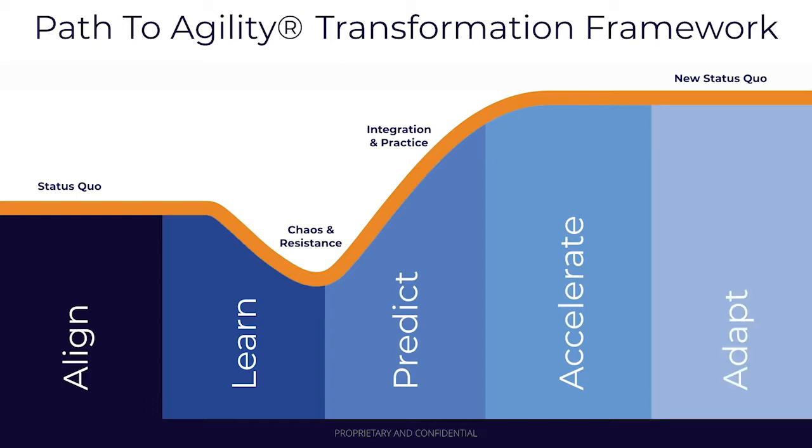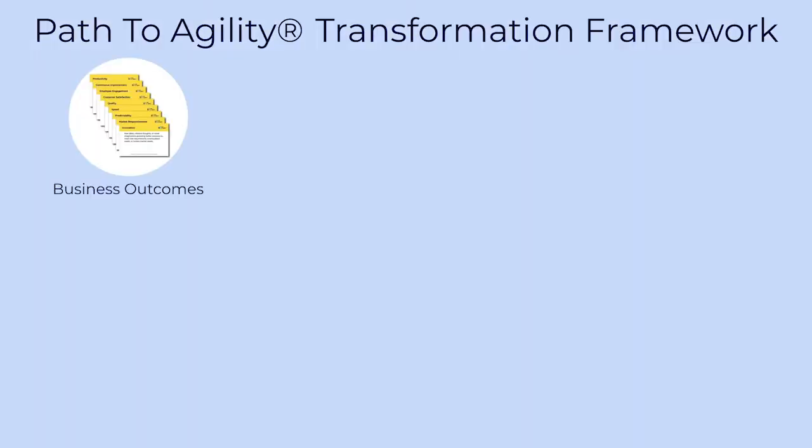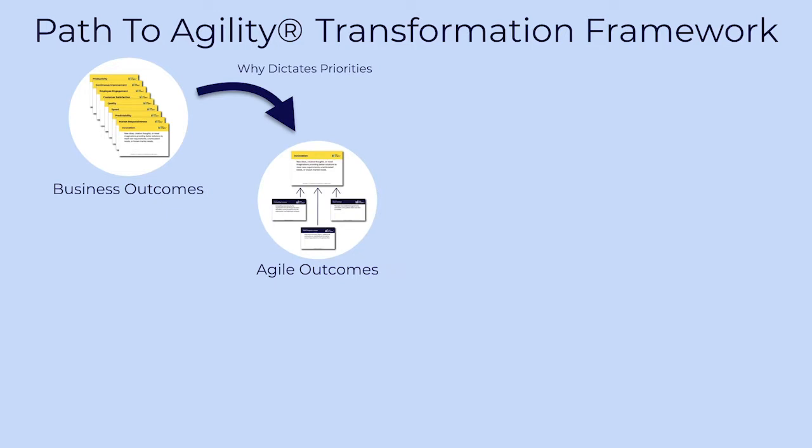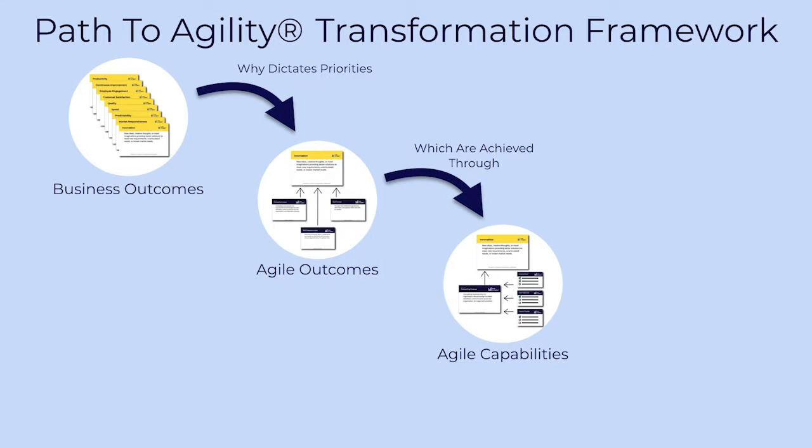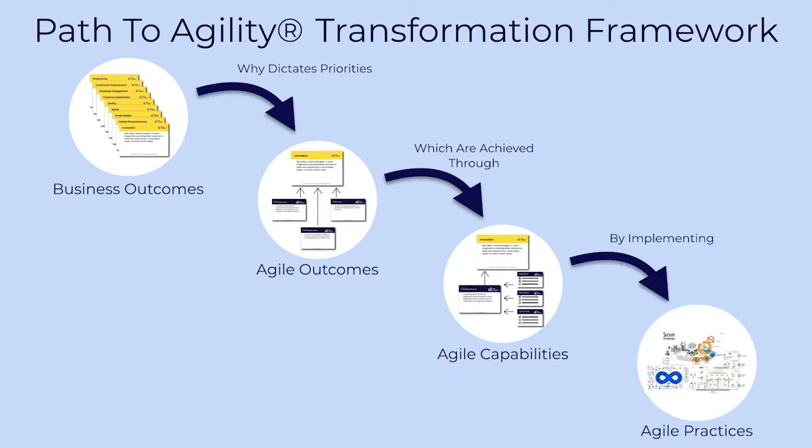And that helps us to start getting to the final stage, which is what we call adapt. Adapt is where true organizational agility comes into play, where you're responding quickly to what the market is demanding, and you're able to pivot based on what's happening with competition in the market. And so we've got these 5 stages. Within those 5 stages, we started to identify the business outcomes that we're trying to achieve, which will dictate and prioritize the agile outcomes. And those are achieved through agile capabilities by implementing agile practices.